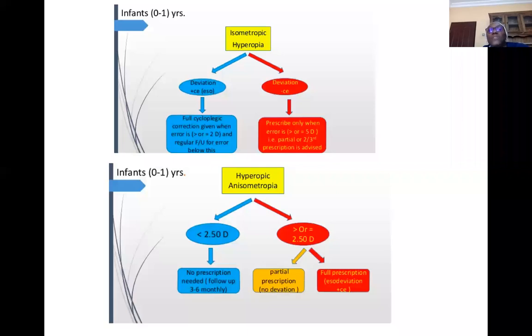If there is no deviation and the error is more than or equal to 5 diopters, you can start by giving just 2/3 of that and follow up the child as well. Then if there's anisometropia, there's no need if it's just less than 2.5. But if it's 2.5 diopters, you can give a partial prescription if there's no deviation. But if there's a deviation, it's better to give the full prescription.